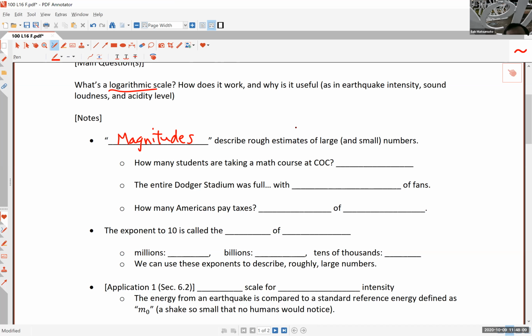In our decimal system, we use a decimal system. It's called base 10. The word deci means 10 or 10th. So base 10 system is what we use. And based on how many digits a number has, we can describe magnitudes to describe large and small numbers. All right, so if somebody says how many students are taking a math course at College of the Canyons or something like that, what would you say? A couple of people? Probably more than 2 or 3, right? Or more than 10, more than 100.